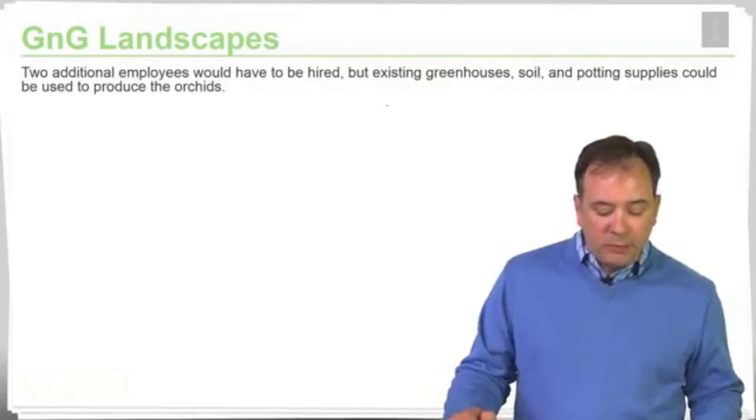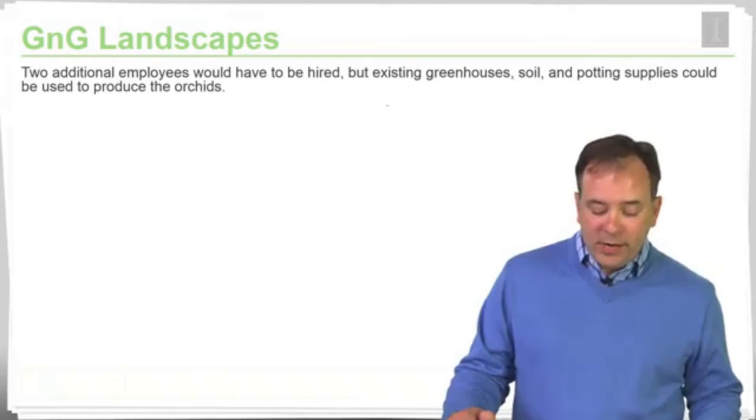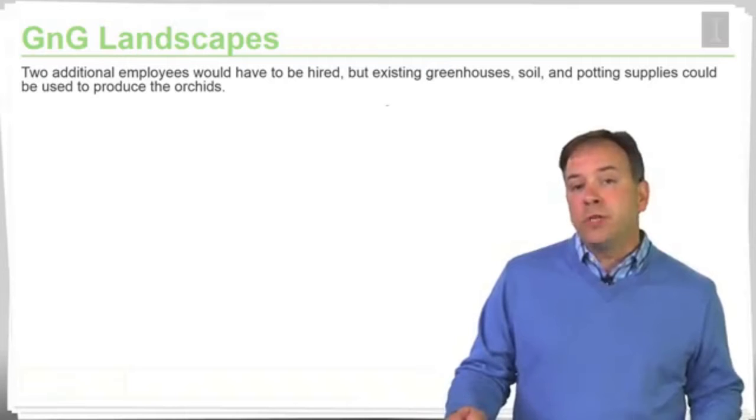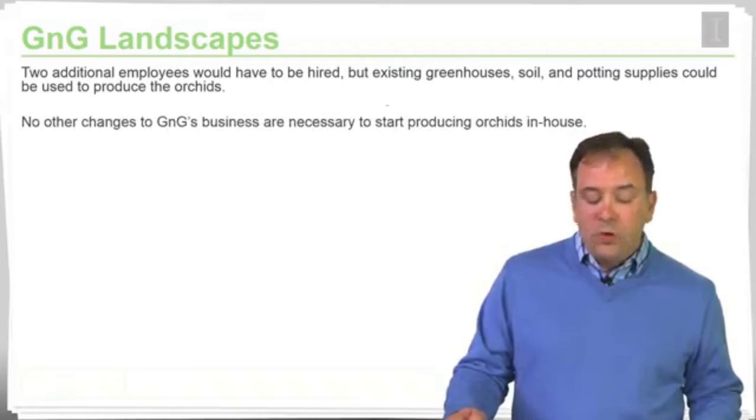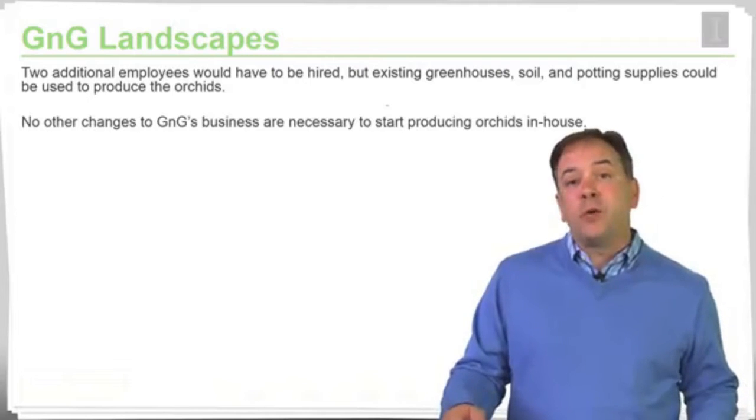Two additional employees would have to be hired to produce the orchids in-house, but existing greenhouses, soil, and potting supplies could be used to produce the orchids. No other changes to the business would be necessary to start producing the orchids themselves.